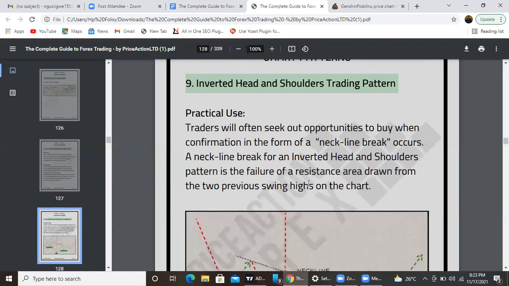Traders will often seek out opportunities to buy when the confirmation in the form of a neckline break occurs. A neckline break for an inverted head and shoulders pattern is the failure of the resistance area drawn from the two previous swing highs on the chart. So let me show you what an inverted head and shoulders looks like.